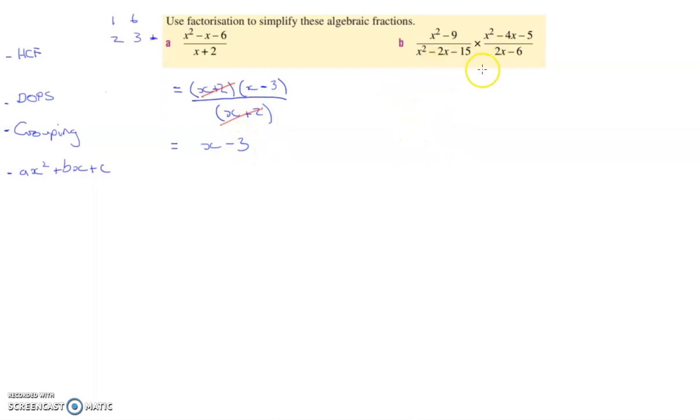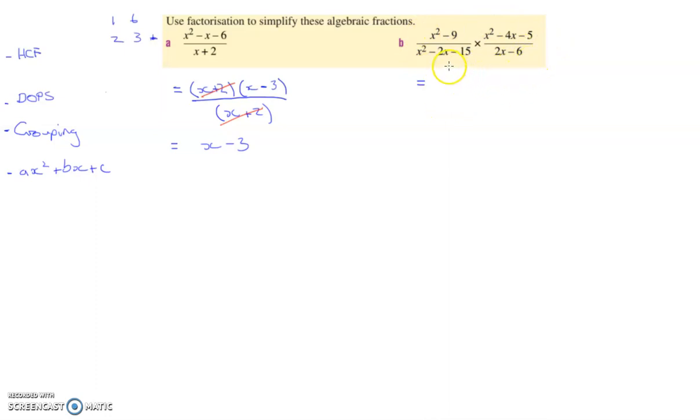The second example looks far more complex, but my advice to you is just because you see a complex question doesn't mean you can't start. Don't be scared of these types of questions because you have the tools and you have all the skills you need to break it down into smaller parts.